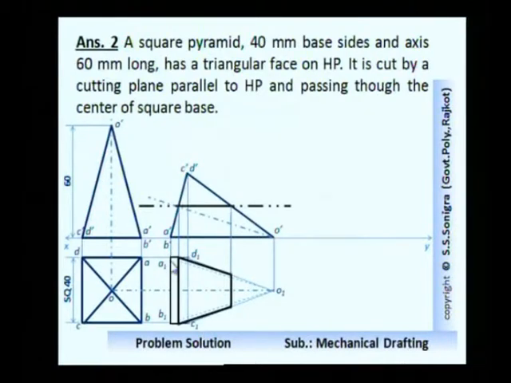Darken this portion because it's a remaining portion, it is retained with us. This portion is also retained with us. So draw it lightly darker. So this is the square pyramid sectional view.